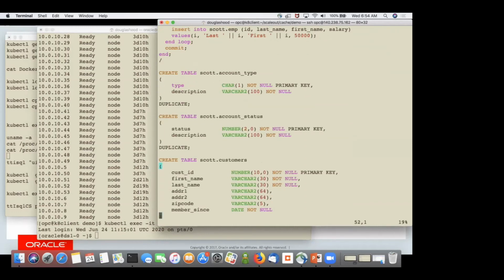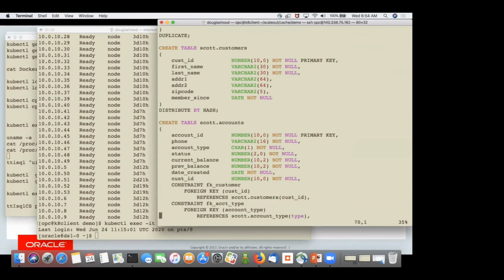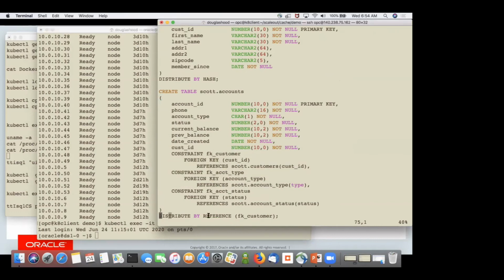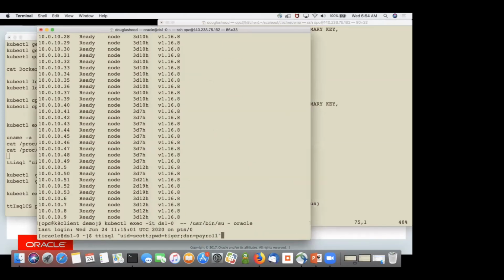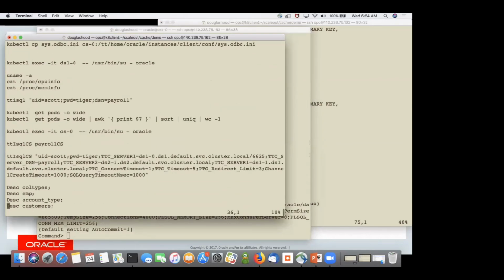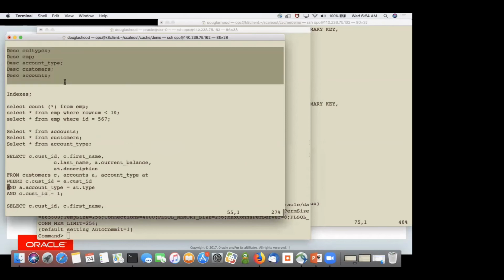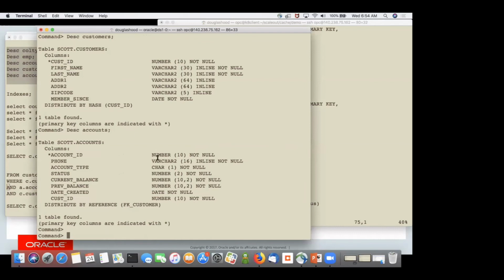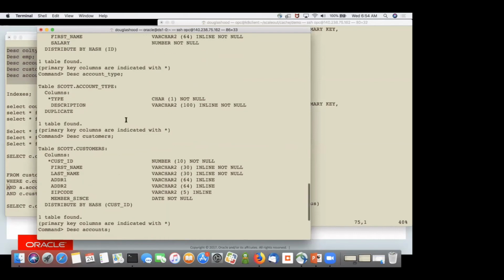I created some more tables. And these tables, they got primary keys, foreign keys. Because I'm using the clustered version, I'm saying how the data is distributed around. Is it by reference? Is it by hash? Is it by duplicate? That's all a whole talk in itself. So I'll just ignore that. So I connect, I go to my cheat sheet. So I'm just describing tables, the data types, nothing very exciting.